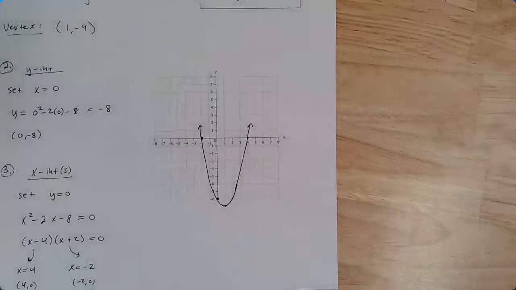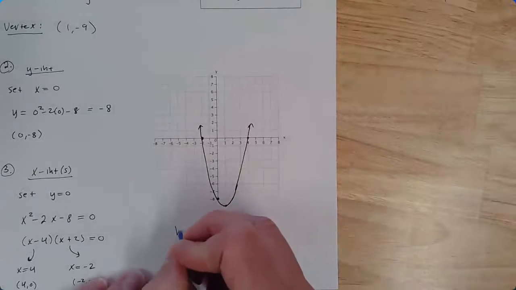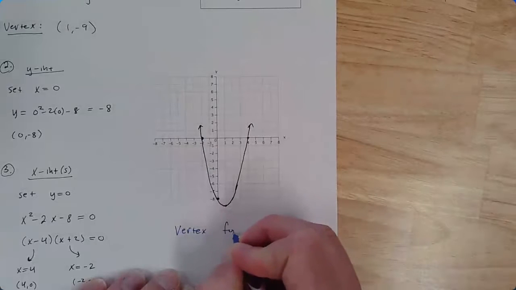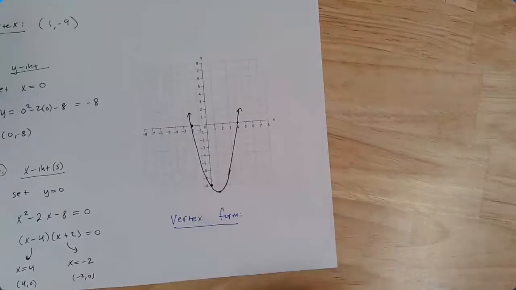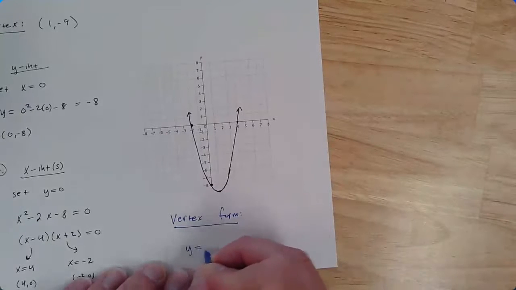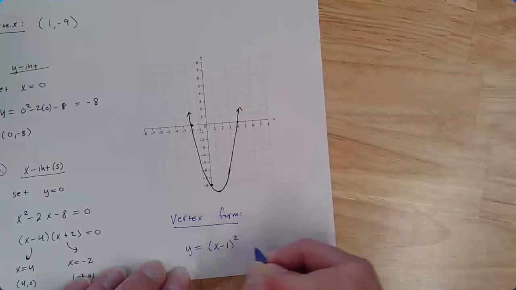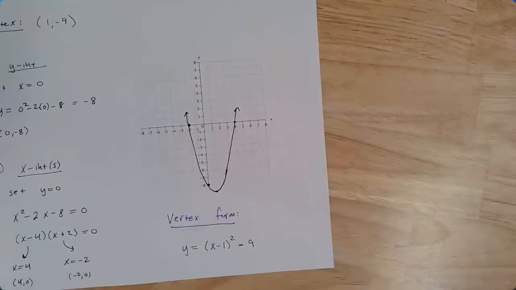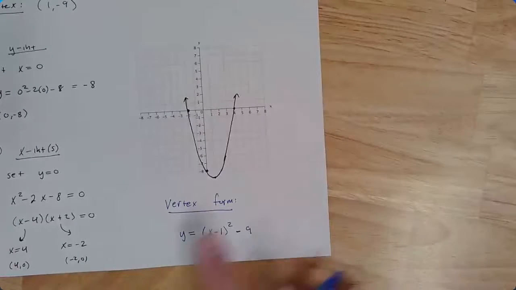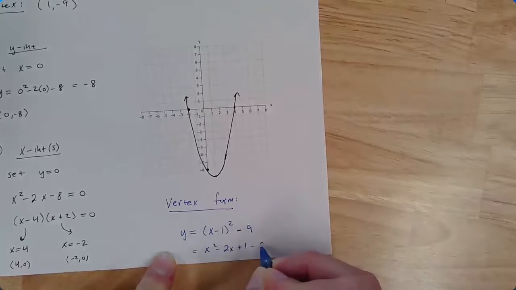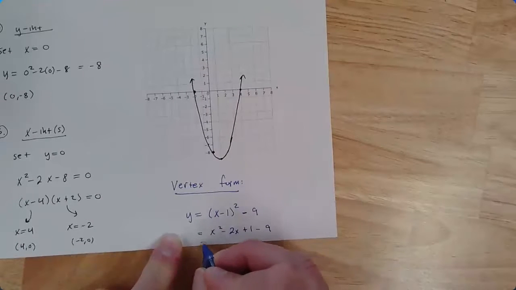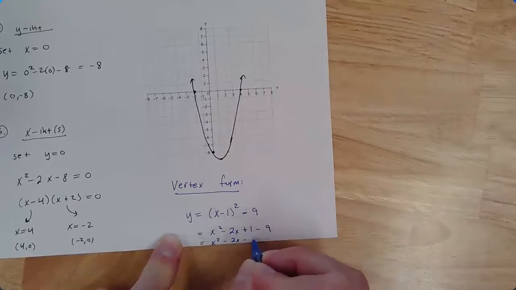I will also mention, because I think it's worth mentioning, if you wanted to write this parabola in vertex form, it looks like the following. Well, let's see, I know what the vertex is. It's (1, -9). So the vertex form is y equals (x minus 1) squared minus 9. You could totally multiply that out and see that it is the same. That's going to be x squared minus 2x plus 1 minus 9, which is indeed x squared minus 2x minus 8.